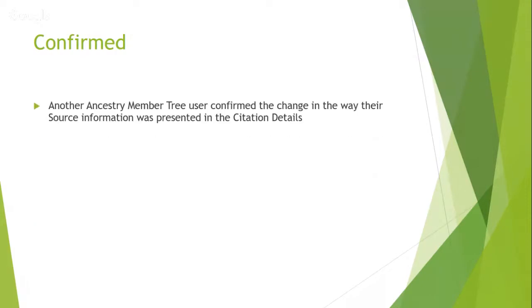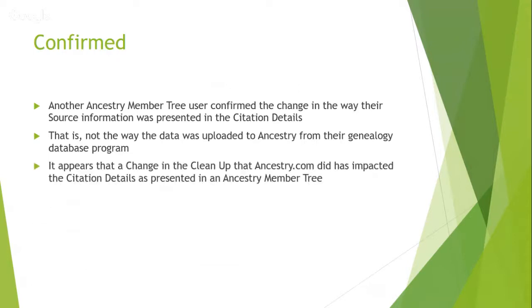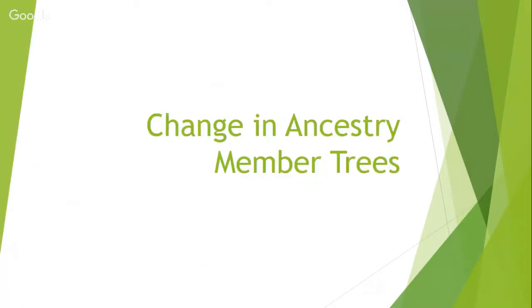I have confirmed this with another Ancestry Member Tree user, and that person did not use Family Tree Maker. So we have confirmed that what they have in their genealogy database is not what's in the Ancestry Member Tree citation detail. So it appears that the cleanup that was done by Ancestry.com, from what I understand, they were doing some cleanup, has made changes in the citation detail as it's presented to us in the Ancestry Member Tree.